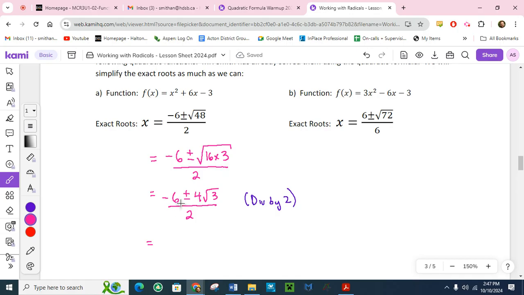You can use mental math for this. Minus 6 divided by 2 is minus 3, plus or minus, and 4 divided by 2 is 2. And of course, in the bottom, 2 divided by 2 is 1. So you might be thinking, Mr. Smith, that doesn't look a lot simpler than the original one. It is. The numbers are reduced. It's a little bit easier to work with, and it is going to be useful for some applications later on, maybe in 4U. You just have to trust that your professional knows what he's talking about.